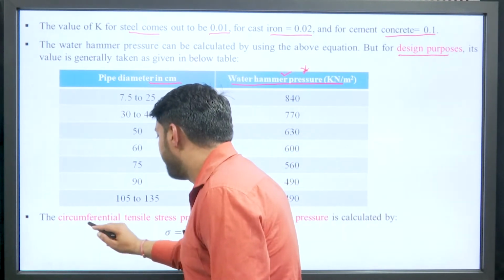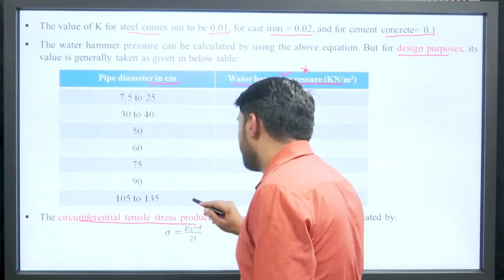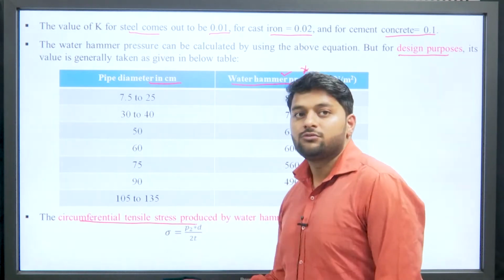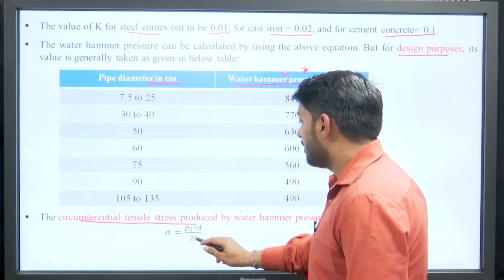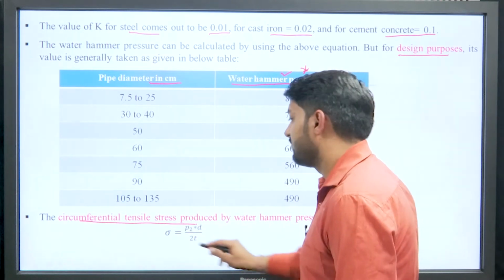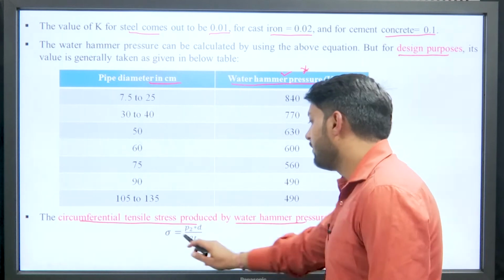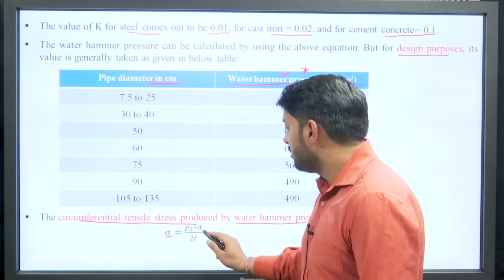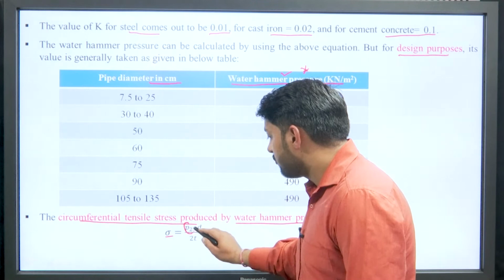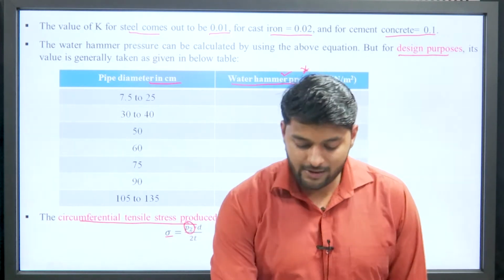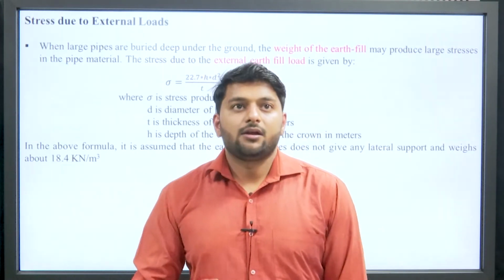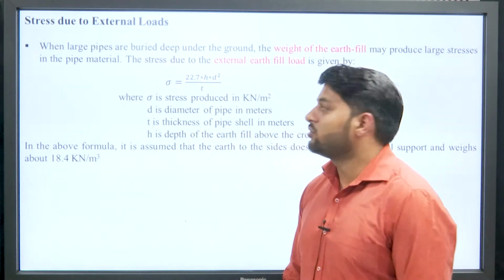And the circumferential tensile stress, next what we are going to do, we are just going to convert water hammer pressure in the form of stresses. The circumferential tensile stress produced by water hammer pressure will be what? Sigma equals P2 into d by 2t, where P2 is the pressure because of water hammer action. Okay? And next is stress due to external loads.